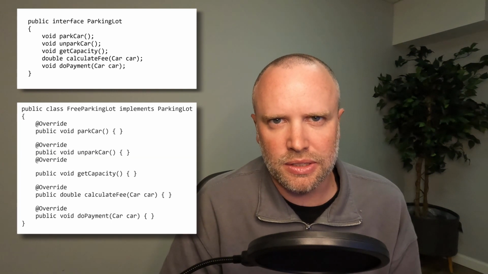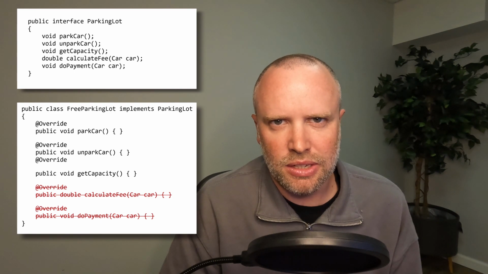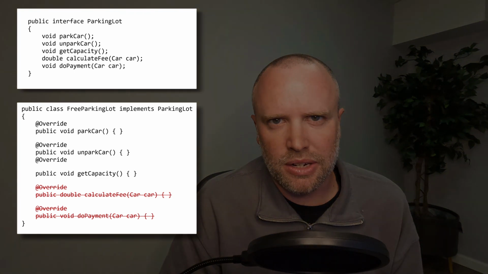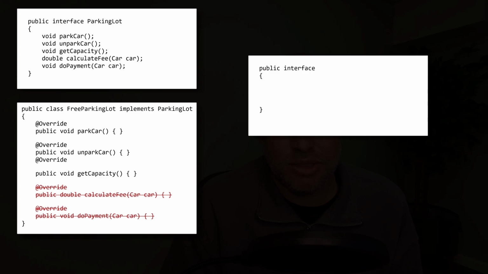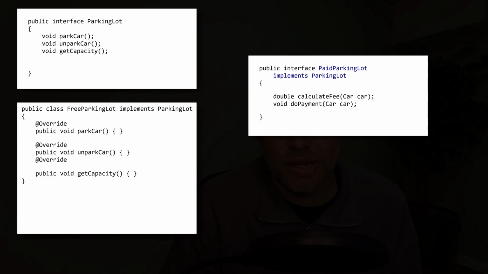Now the problem comes into play when we add the concept of a free parking lot. Those concepts of paying and processing the payment become obsolete for this type of functionality. So in order to fix this, we added a new interface that just deals with the payment processing and calculating the total cost to park in the parking lot, and leave the parking lot interface just to have the park, unpark, and get capacity methods.